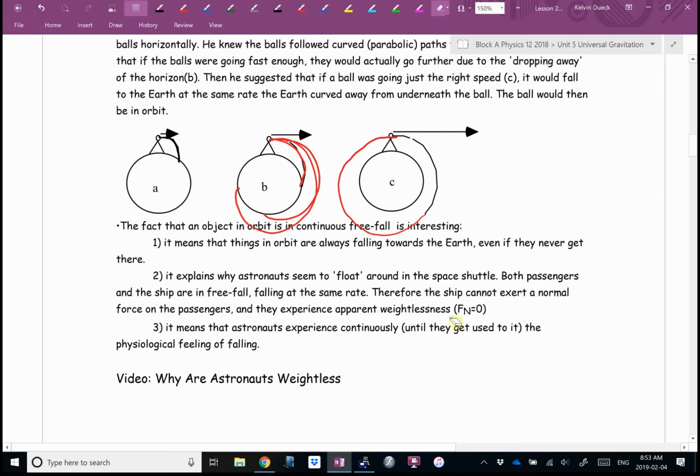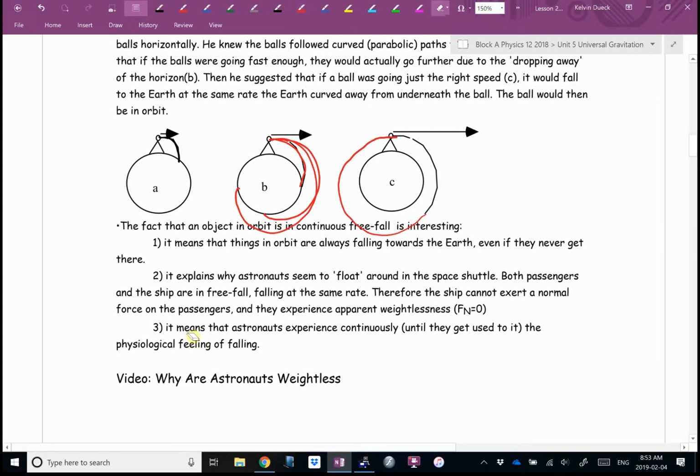Apparent weightlessness is when the normal force is zero. True weightlessness is when gravity is zero, and that's if you move away from any planets out to the very, very edge of the universe, and you're not in any gravitational fields anywhere, then you'll truly be weightless, because there's no gravity. Usually we're talking about apparent weightlessness.